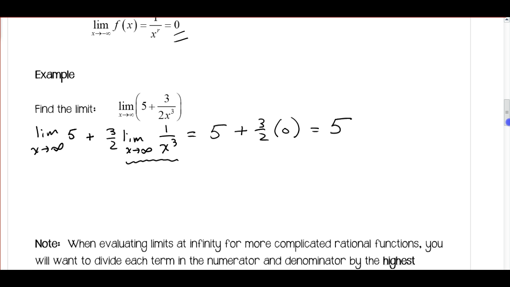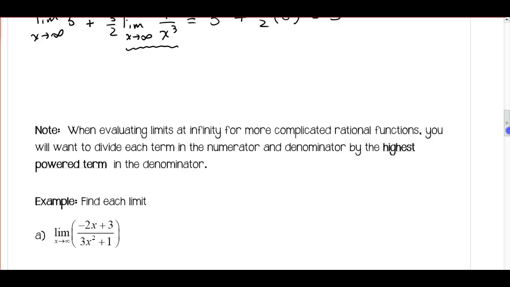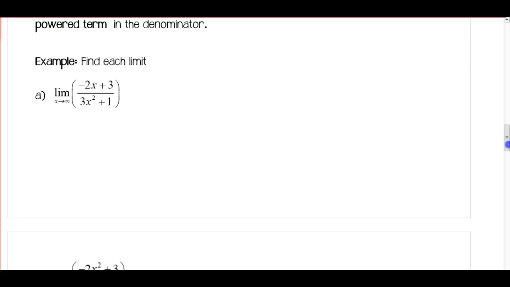Important note here: when evaluating limits at infinity for more complicated rational functions, you will want to divide each term in the numerator and denominator by the highest powered term in the denominator. Just a little technique here for solving these. Let's take a look at example A. Our highest powered term in the denominator is x squared. So what we want to do is divide every term in the limit by x squared.